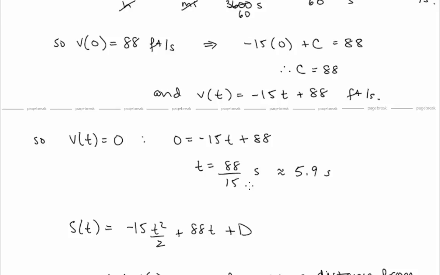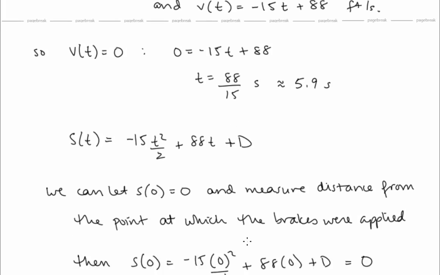And so we are looking for the distance at this time, which means we need s of t. So here's v of t. How do we get s of t? We take an antiderivative. So we have negative 15t squared over 2 plus 88t plus a constant. Now how can we find this constant? What information do we have about the distance function?